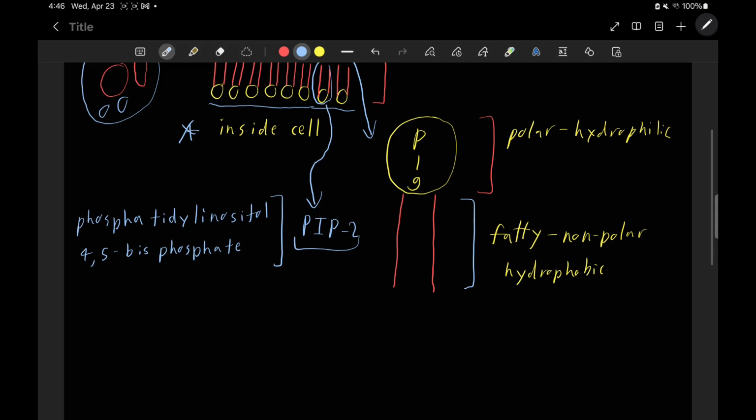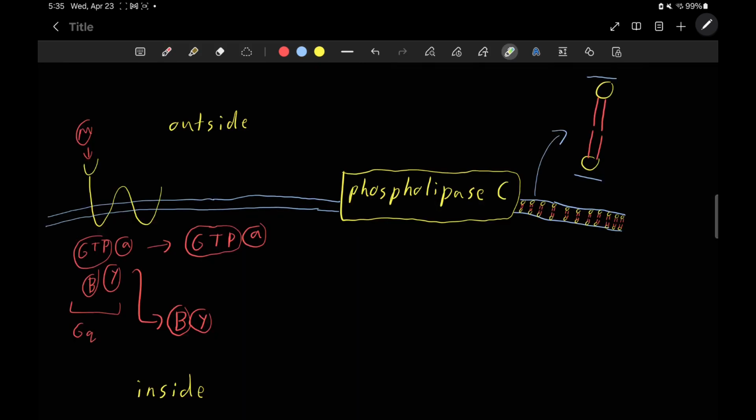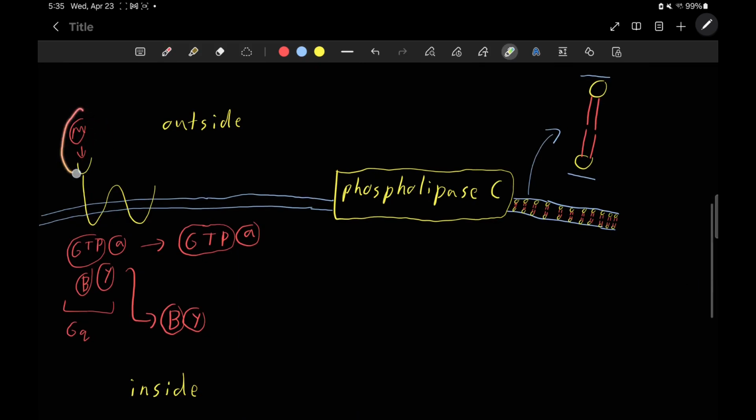And this phospholipid is significant because this is what our phospholipase C enzyme acts upon. Let's figure out how this works. Okay, so once your messenger molecule binds to your GPCR and your Gq protein gets activated, your GTP and alpha components can make their way over to your phospholipase C and activate this effector enzyme.